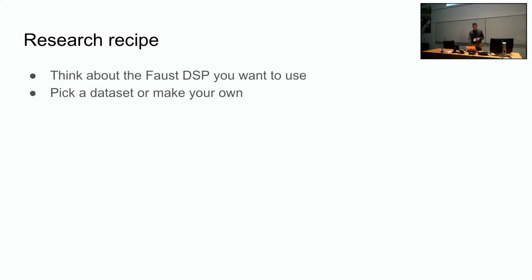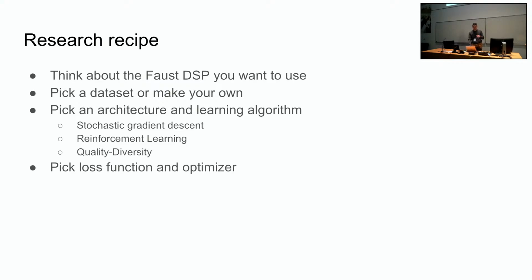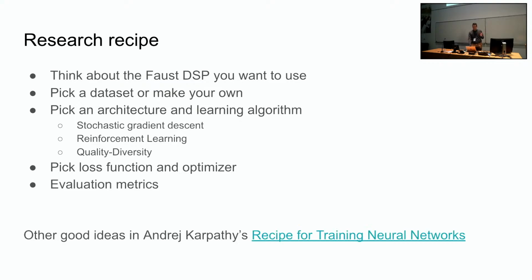Okay, so a general research recipe is to think about the Faust DSP you want to use, pick a data set or make your own, pick an architecture and a learning algorithm, such as stochastic gradient descent, or reinforcement learning and quality diversity. That's a reference to the notebook in the afternoon. You also want to pick a loss function and an optimizer and evaluation metrics. And there are other good ideas in Andrej Karpathy's recipe for training neural networks. Any questions on this?